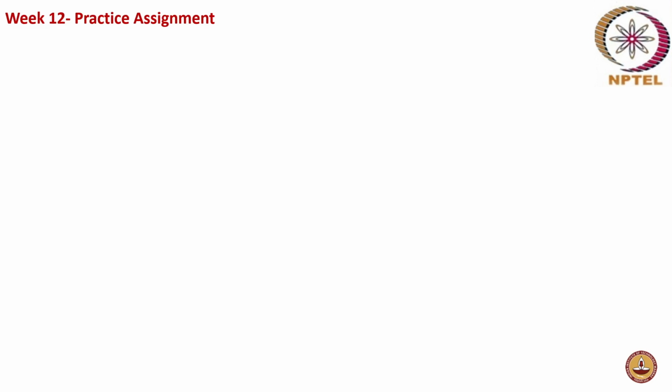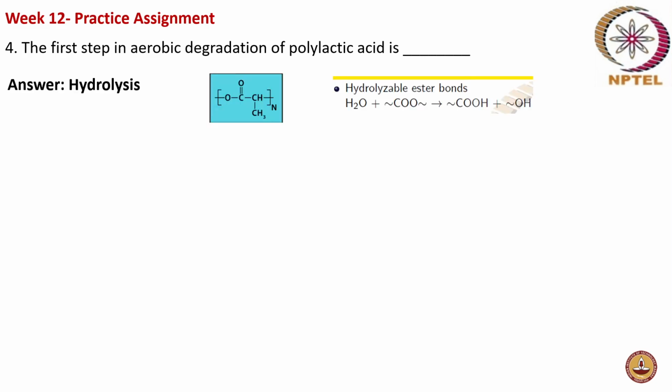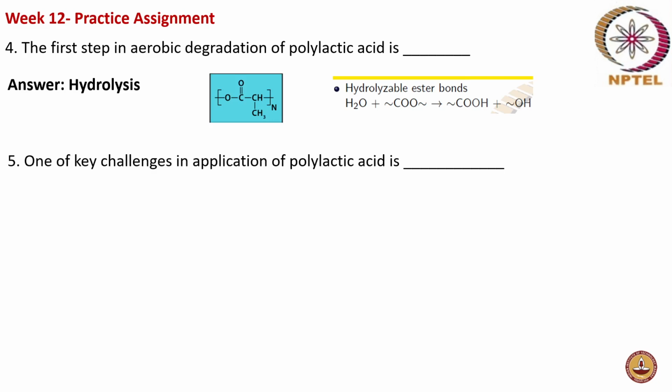Okay, the next question. The first step in aerobic degradation of polylactic acid is dash. Breakdown of the ester linkage. Yes, you are right. It's actually your hydrolysis, which is nothing but a breakdown of ester bonds. So your COO, the ester bonds breaks to COOH and OH groups. Okay, presence of water.